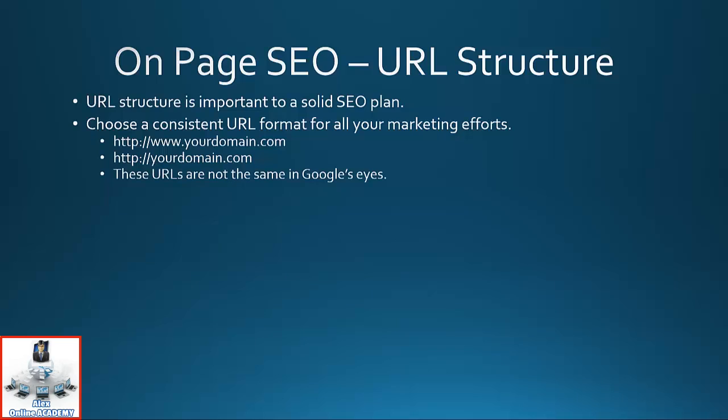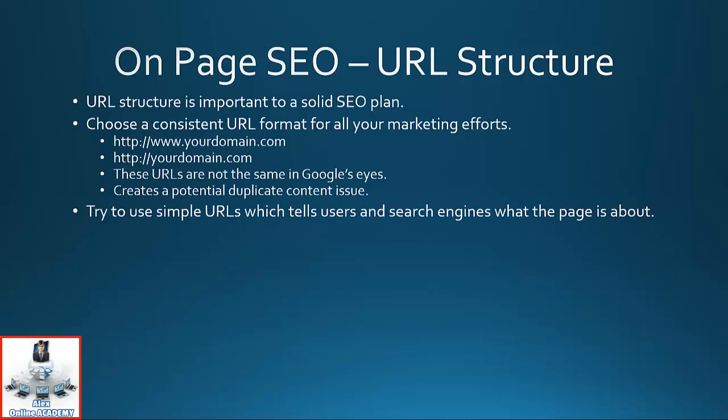Believe it or not, and Google is getting better, but there's people that will argue both ways, and especially in the past, it was a big issue where these URLs were not the same in Google's eyes. So that means if you had a link from www.yourdomain and a link to your domain, they were viewed separately. So you want to be consistent with whatever kind of link building you're doing, and we'll talk about link building as this training goes along. But what you want to do is make sure you're staying consistent with the same format. This will also create potential duplicate content issues. So you need to be very careful and make sure you focus on it.